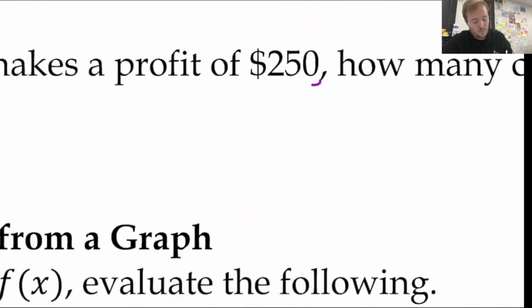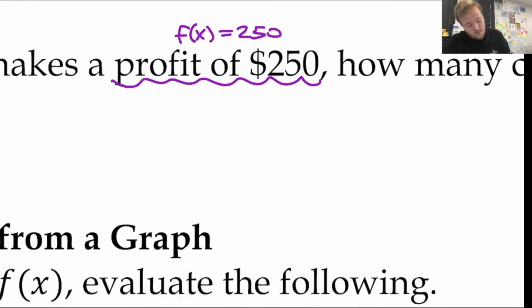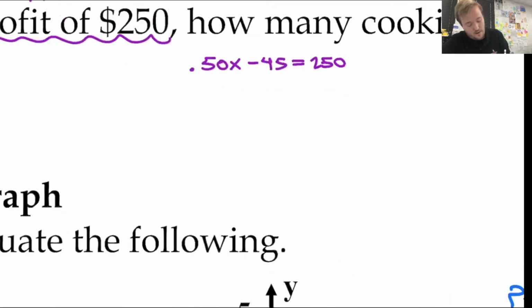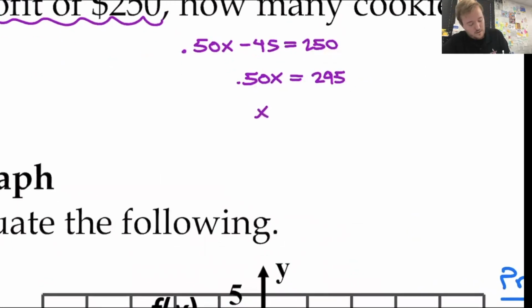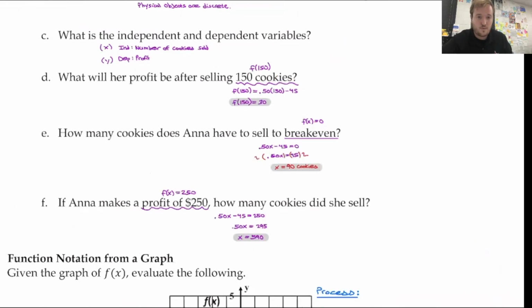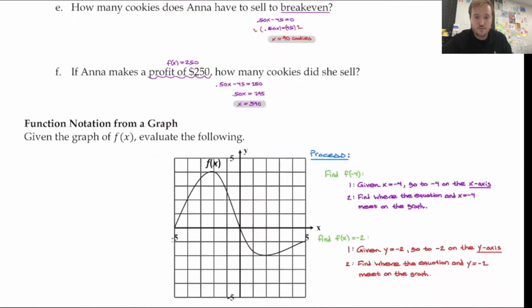So now I'm giving you a profit of $250, which means this is set equal to 250. So 0.5x minus 45 equals 250. So if I add 45, I have 0.50x equals 295. And if I double it, that'd be 590. So 590 cookies to make 250 bucks. Okay, so that's it for the word problems, thankfully, because I know those are brutal.